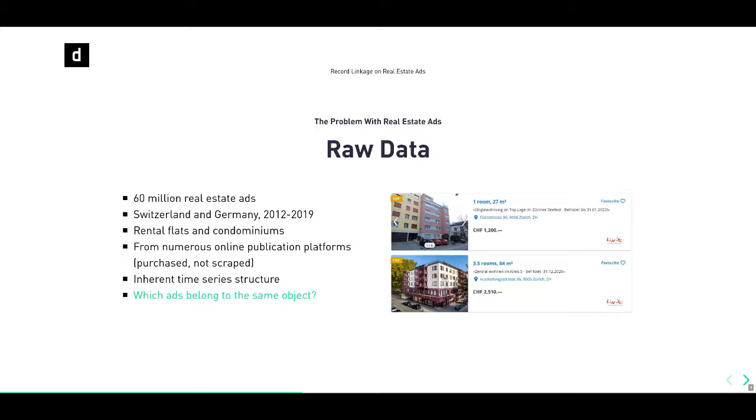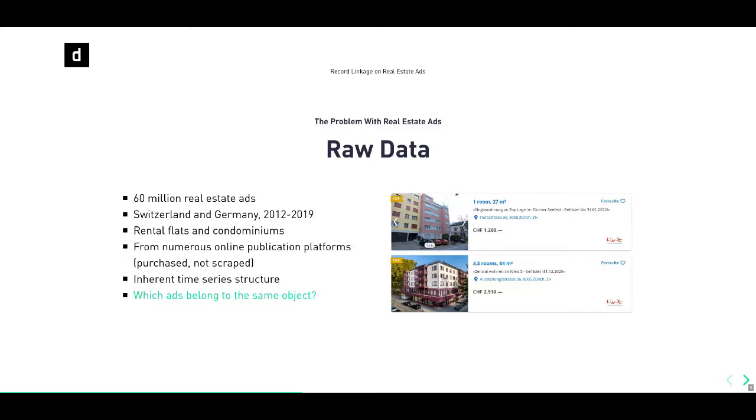We're looking at ads for rental flats as well as condominiums. And of course, there are numerous online publication platforms where you can search such ads. And also, maybe I have to add here, it's not a problem arising from the fact that we would scrape this data somehow. Even if you buy the data and really have good data sources available, just the problem of combining from all those different sources gives you those 60 million ads that, of course, cannot all describe different flats, because there simply aren't that many flats in Switzerland and Germany.